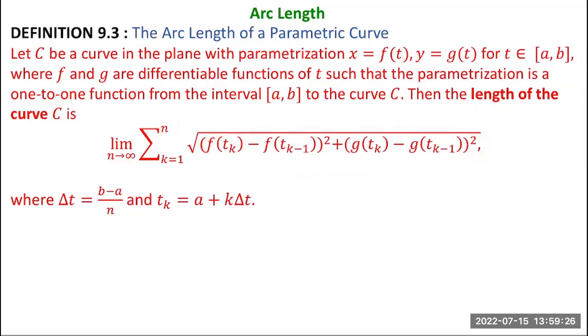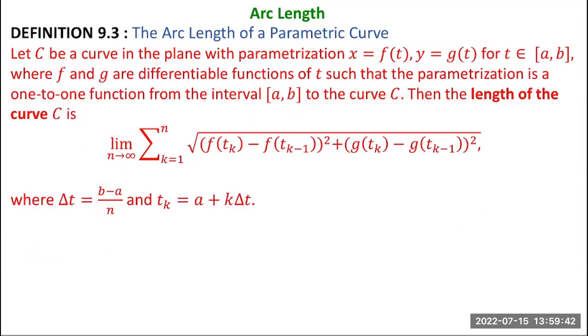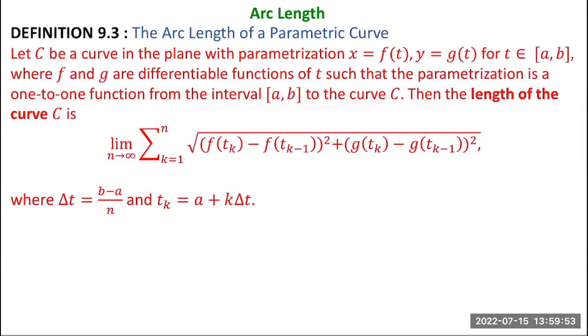Here this delta t is defined by b minus a over n, and tk is equal to a plus k times delta t. This should remind you of something. What does this remind you of? This is the Riemann integral, right? Remember Riemann sums? When we defined integrals, we defined the integral as the limit of a Riemann sum. So this is somewhat similar to what we did in the Riemann sum section.